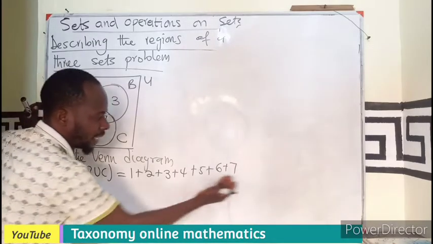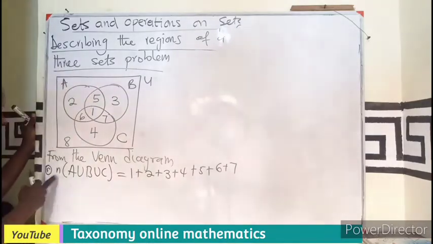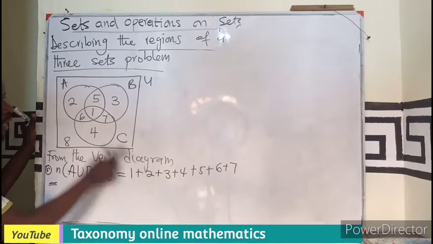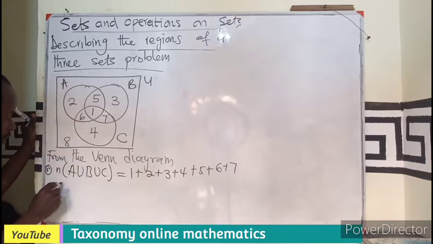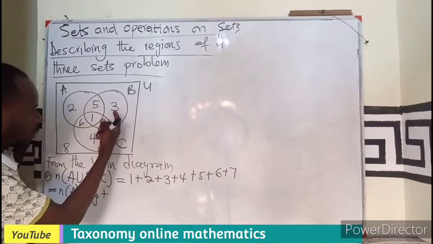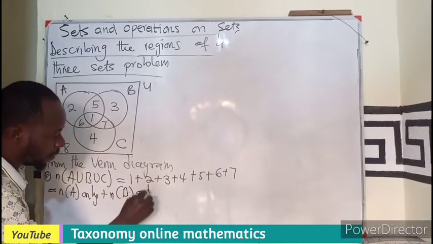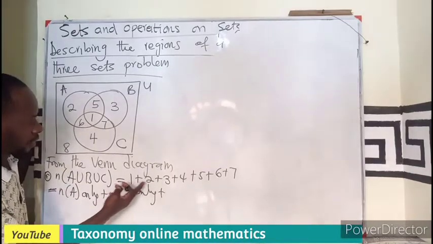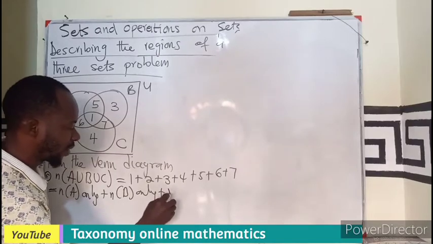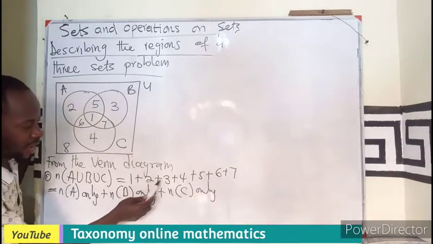Now, if I want to change this 1, 2, 3 to its respective description, we are going to say that region 2 is going to be A only, so the number of A only. If you go here, we are going to have B only, so the number of B only. And then I have 2, 3, what of 4? 4 is also going to be the number of C only. So now we've taken care of 1, 2, 3.